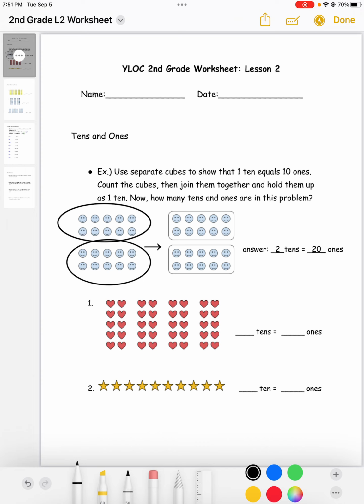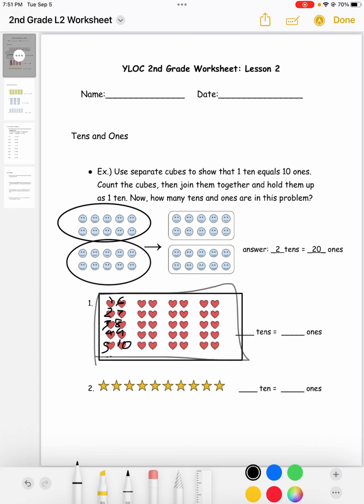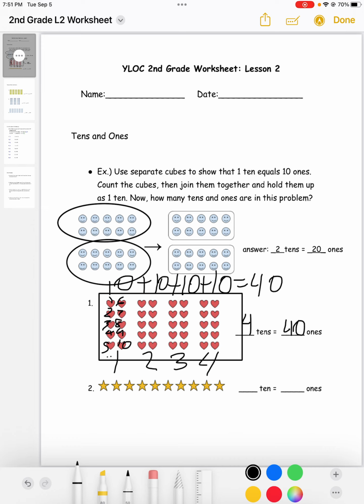So let's first do question number 1. So this is 1, 2, 3, 4, 5, 6, 7, 8, 9, 10. And we know that all these groups of hearts are 10 because they look identical to each other. So there are 1, 2, 3, 4. So there are 4 tens, and 10 plus 10 plus 10 plus 10 equals 40.